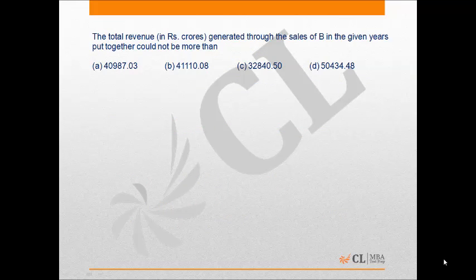Okay. The total revenue generated through the sales of B in the given years put together could not be more than. In this question, we have to maximize the revenue of B in all the years and add it. Now, in 2004, we already know that B has the maximum revenue and it is 17824 crores. In 2005, we know that the maximum revenue was given by E and the total revenue was 48240. The maximum revenue was given by E, which is 22484. Now this gives me the revenue of all the remaining 4 products.